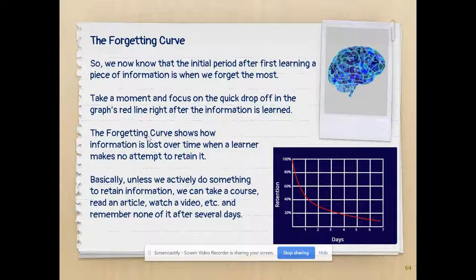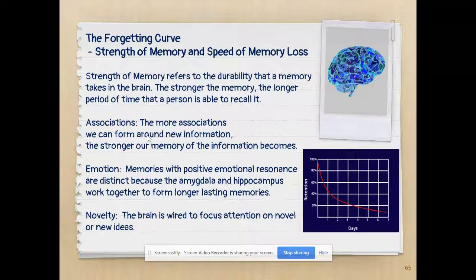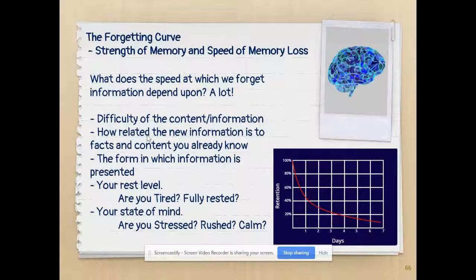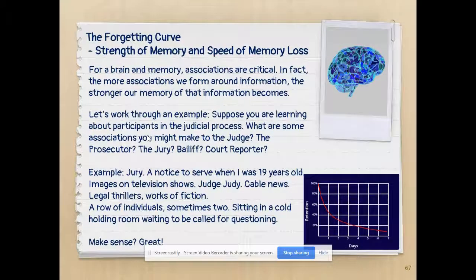This graph shows how information is lost over time when a learner makes no attempt to retain that information. Basically, unless we actively do something to retain information, we can take a course, read an article, watch a video, etc., and remember none of it after several days. For brain and memory, associations are critical. The more associations we form around information, the stronger our memory of that information becomes.